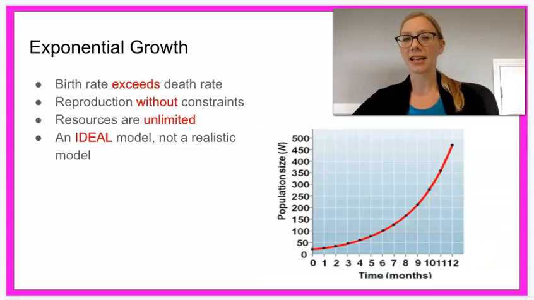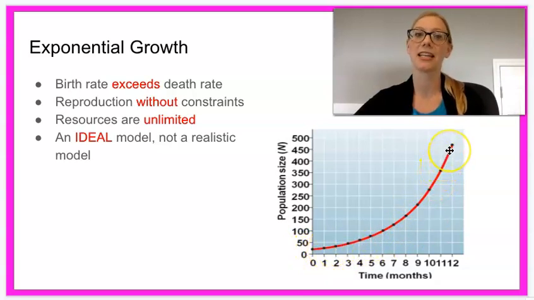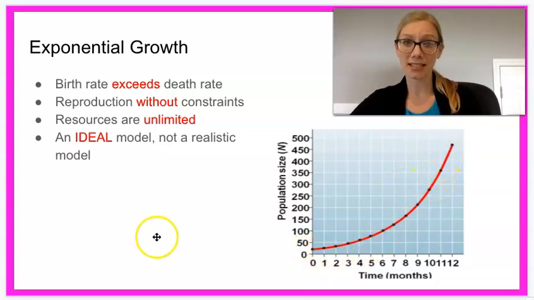I also want to talk about exponential growth, okay? Exponential growth looks like this. It's where you see the population grow slowly at first and then radically increase. This would be an instance where birth rate exceeds death rate, and reproduction happens without any sort of constraints. Basically, there's no limiting resources, or reasons that the population stops growing.